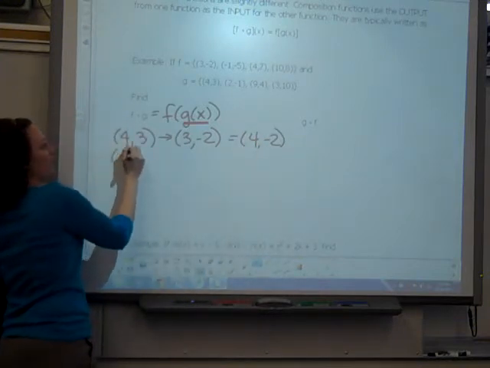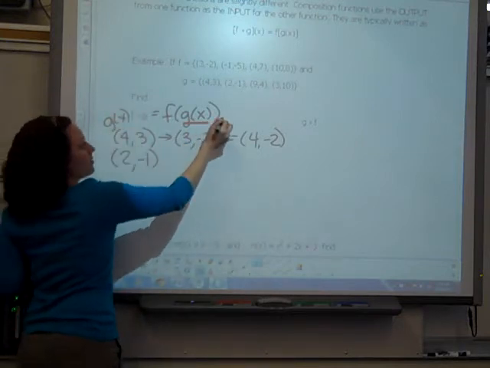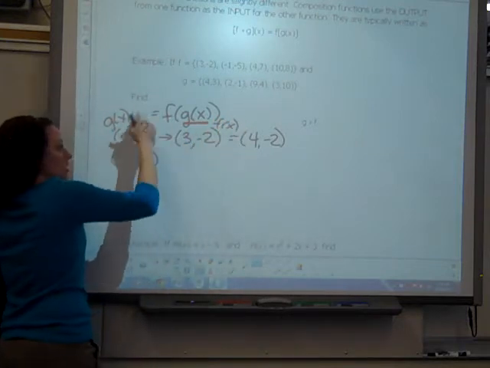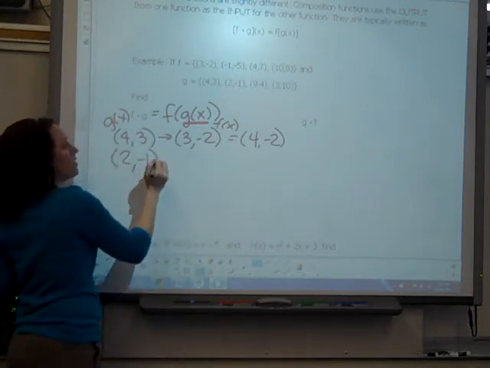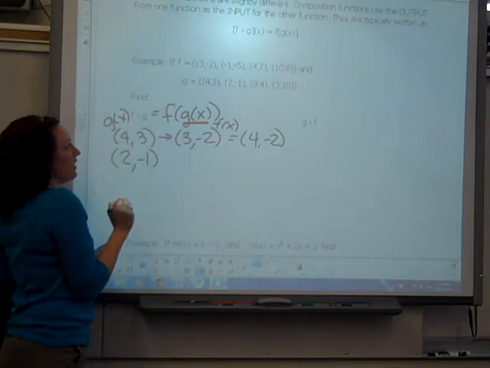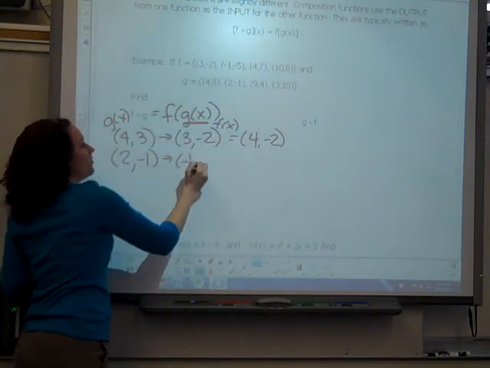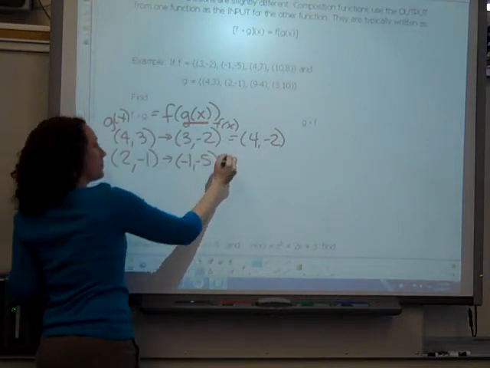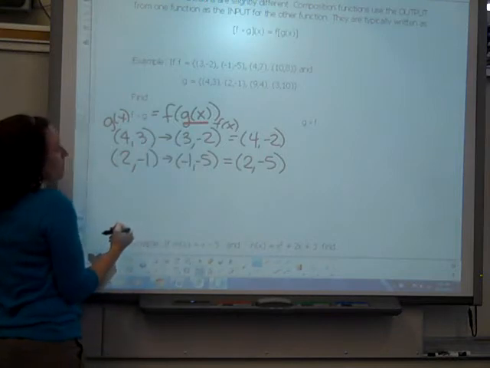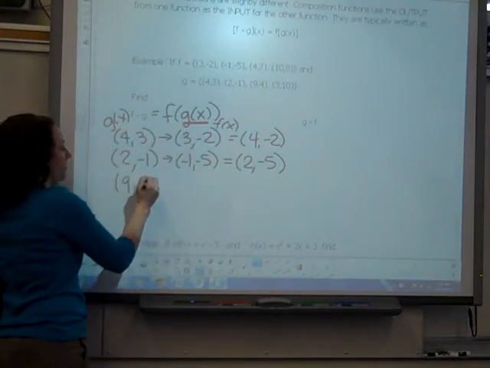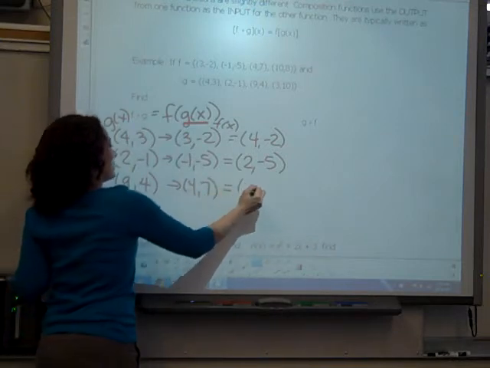Let's see if we can do it with another one. Let's say I took the second one in G. So again, these are my G functions. These are my F functions. So I'm trying to link G to F. G is inside, that's why I start with it. So -1, do I see that in the domain for F, in the x values for F? Oh, I do, right there. So I see -1, -5. So the result here would be 2, -5. And we keep going like this. So we have 9, 4, and that links to 4, 7. And so that gives us 9 and 7.